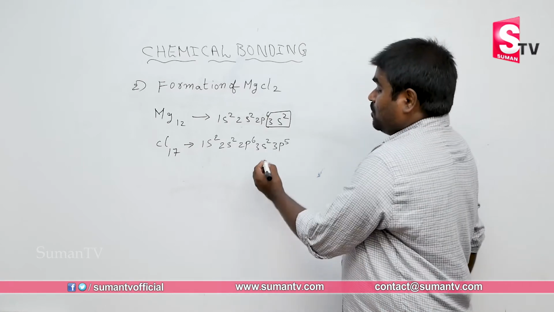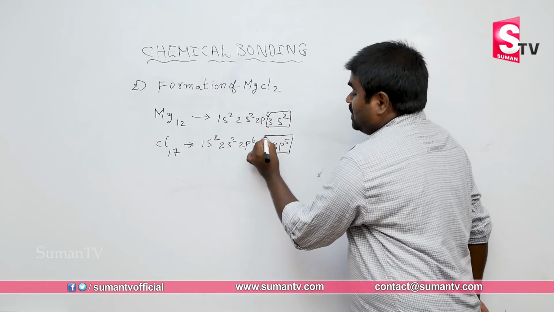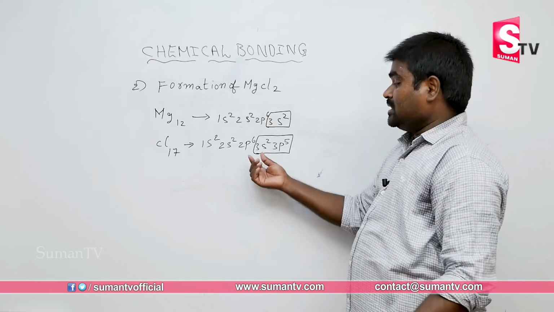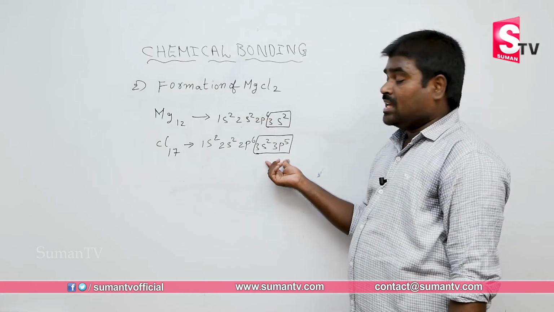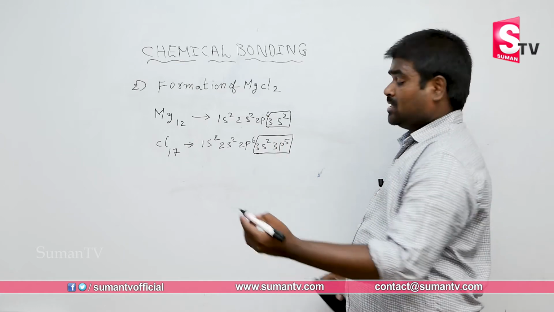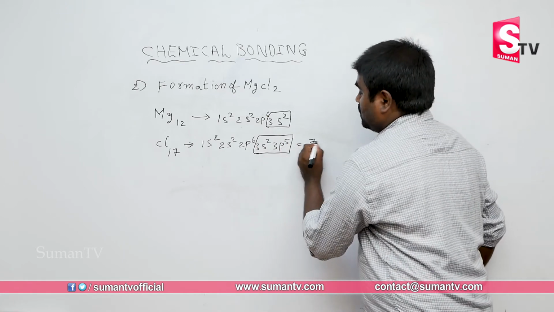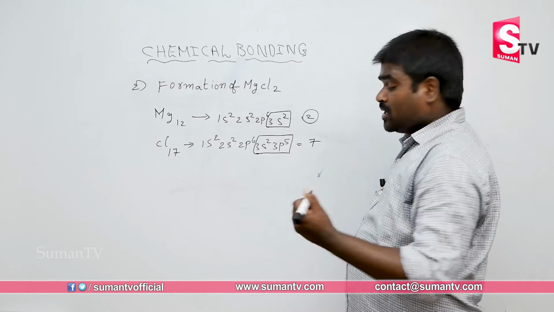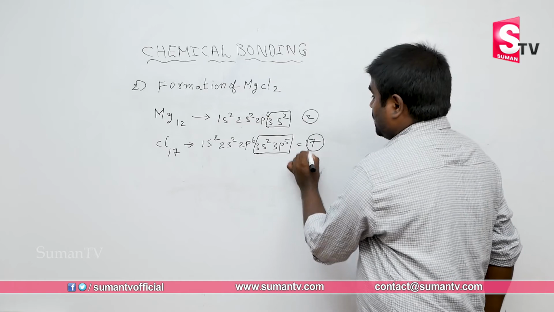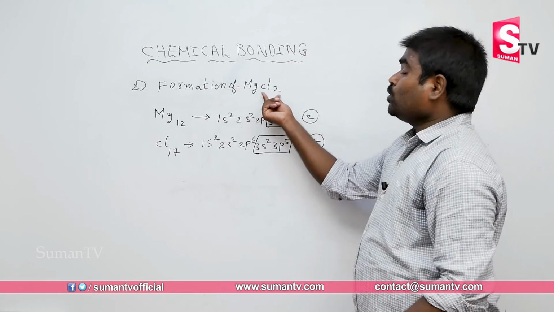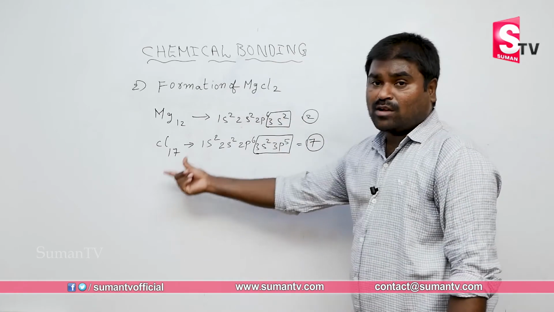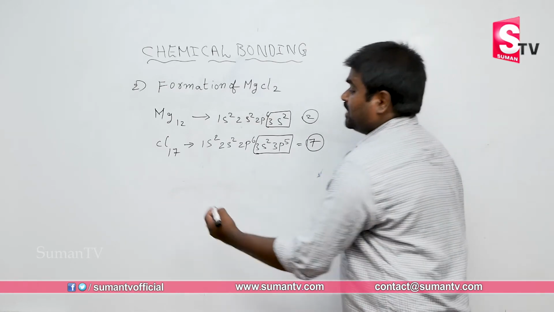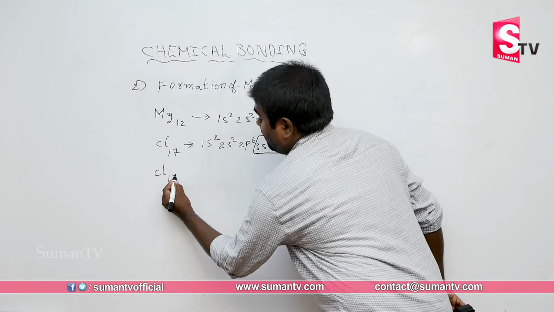Then the valence orbitals, children, are 3s2, 3p5. How many valence electrons? 5 plus 2, 7 electrons are there. From the magnesium side 2 electrons are there. From the chlorine side 7 electrons are there. But here 2 chlorines are there, so we have to take chlorine twice. Chlorine is again 17.